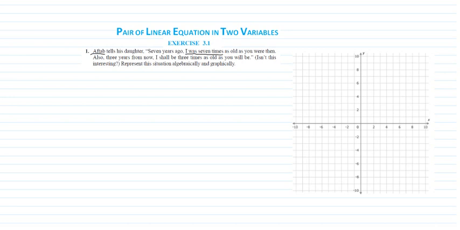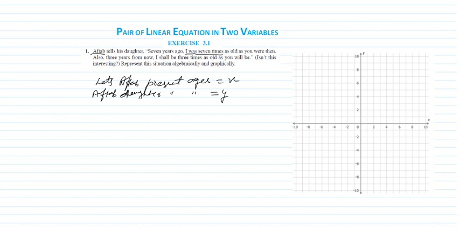We'll assume their present ages. Let Aftab's present age be x. Then let Aftab's daughter's present age be y.